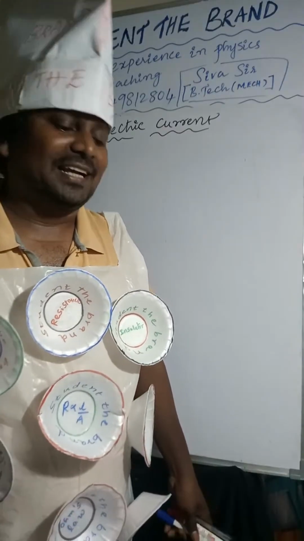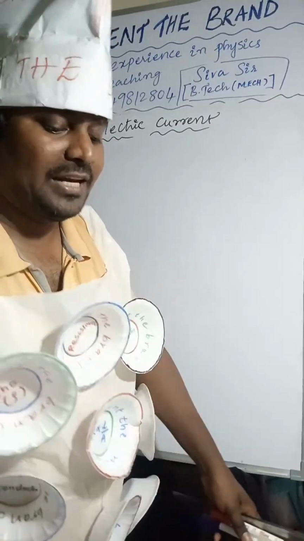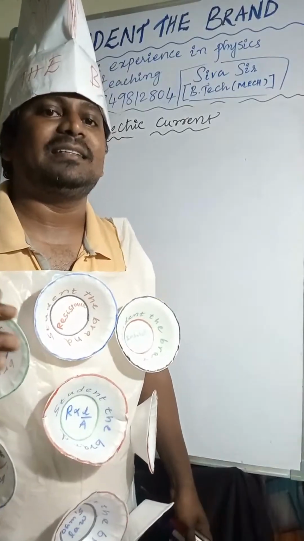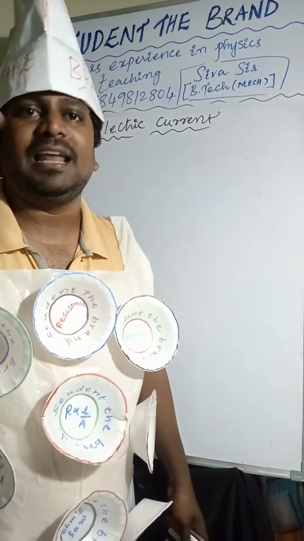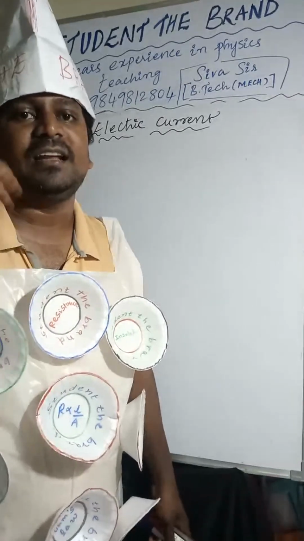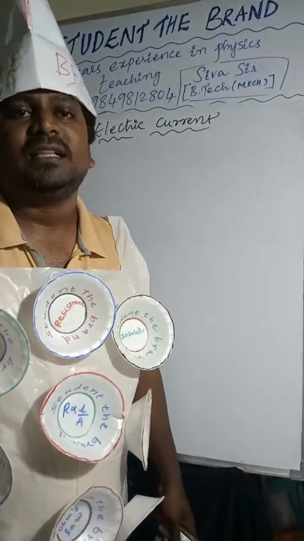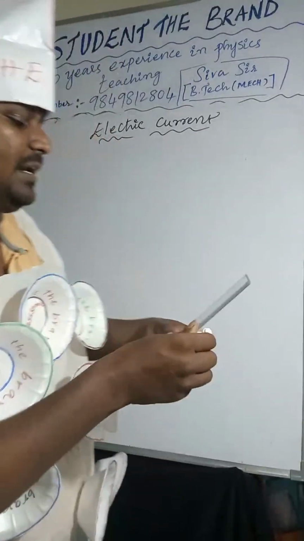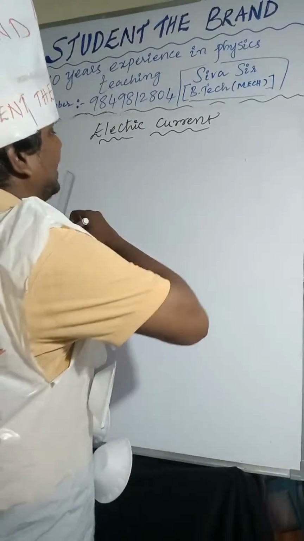So that we are considering is very, very important. Electric current is the rate of flow of charge, I equals Q by T. That is nothing but electric current.